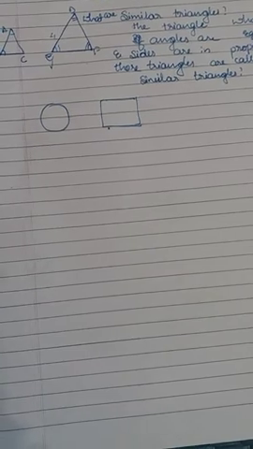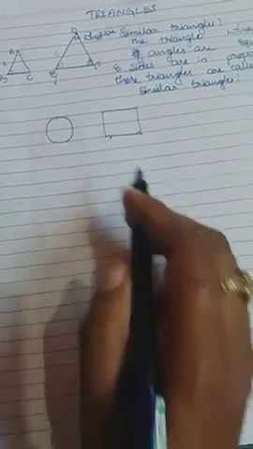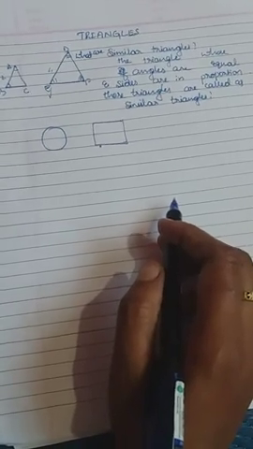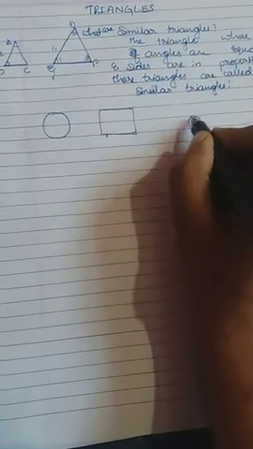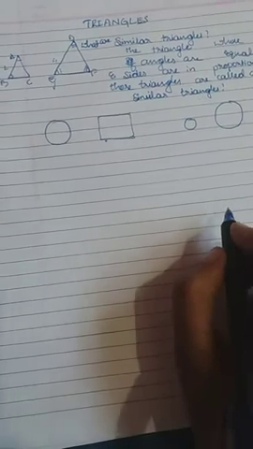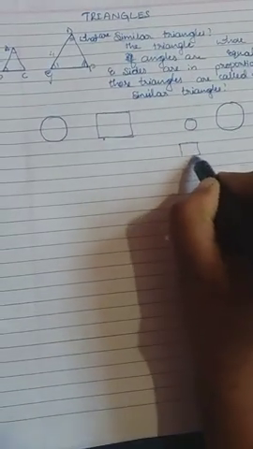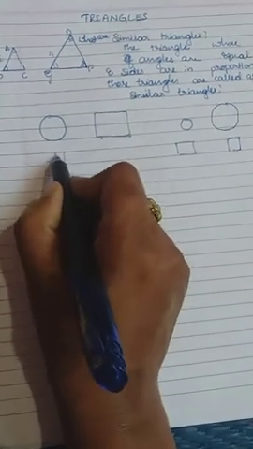Why are they called non-similar? Because the angles are not equal and the sides are also not proportional, the shapes are completely different. Now, all circles, the small circle and the big circle, are similar. All squares are similar. But a square and a rectangle are not similar.